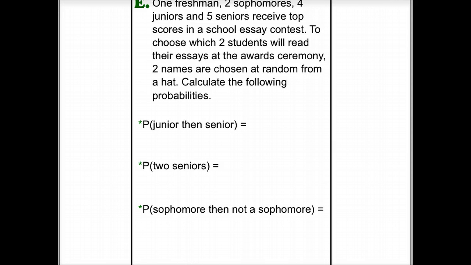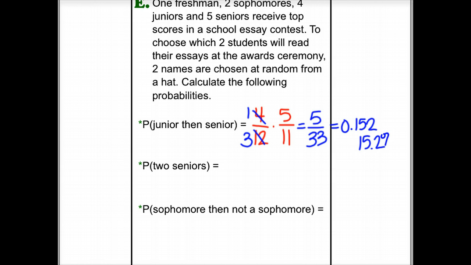Let's check to see if you are correct. 1 freshman, 2 sophomores, 4 juniors, that's 7 people, plus 5 seniors is 12 people. So we have 12 people. To pick a junior is going to be 4 out of 12. Then we're down to 11 people. And a senior, we have 5 seniors. And so we have 4/12ths times 5/11ths. I'm going to simplify 4/12ths down to 1/3, which will give me 5 over 33. 5 over 33 gives me 0.152 or 15.2%.